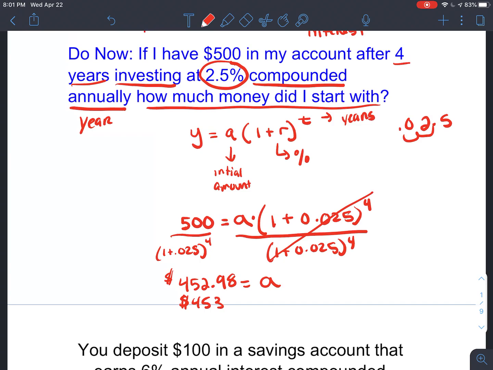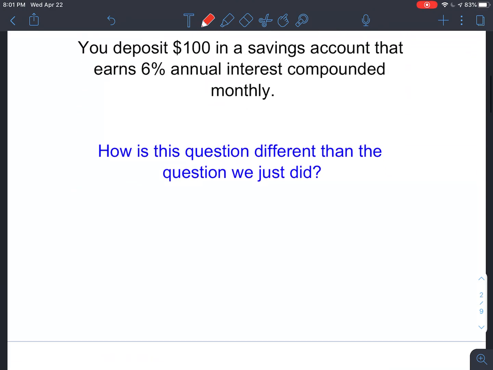$453. So basically, I would have given the bank $453, and 4 years later, I would expect to have $500 in that account. Doing nothing, right? I'm just leaving my money there. That's how interest works. You're basically giving them your money, and they give you some money in return.